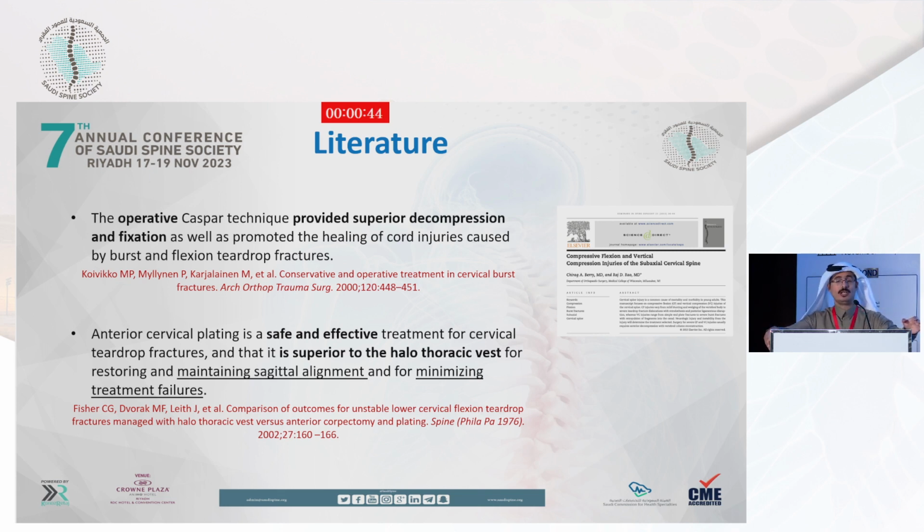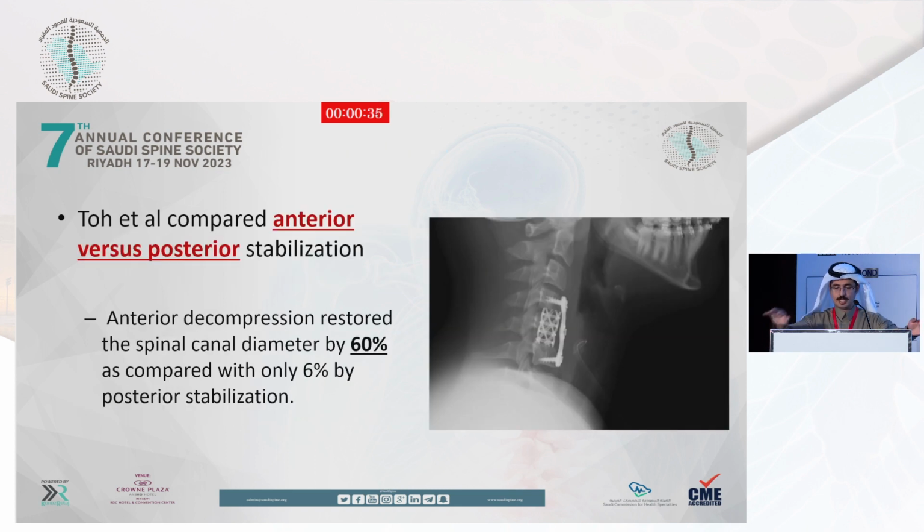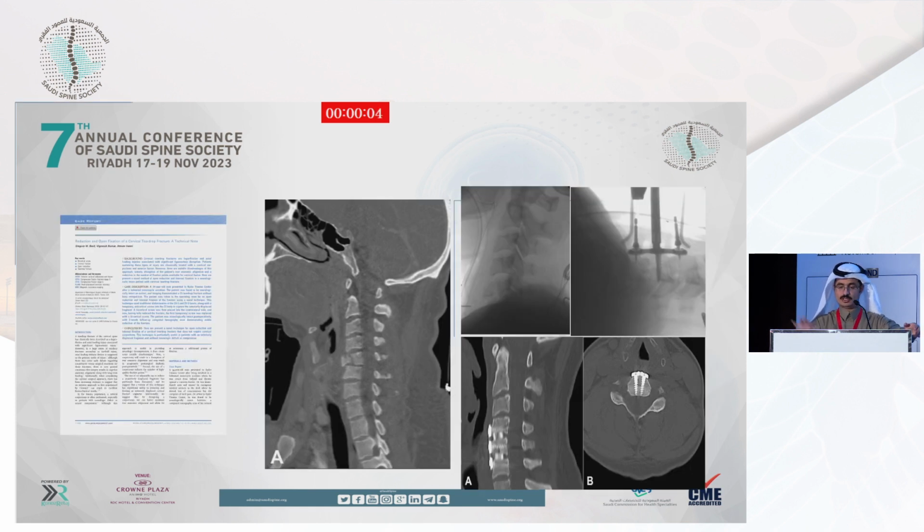But again, you have to tailor your approach and management according to your patient, the stability, the neurological function, and the type of injury. Also, we found in the literature some comparison between the posterior and anterior approach. A nice article found that anterior decompression can restore the spinal canal diameter by 60% compared to the posterior approach. However, the posterior approach is still valid in some selected cases, especially in the younger age group, where the alignment is maintained and it is just to provide fixation.